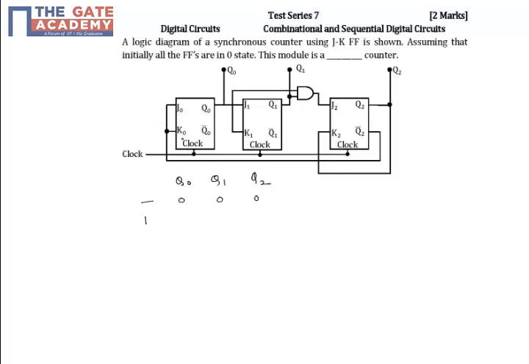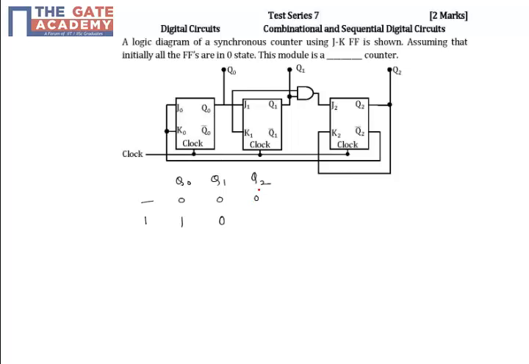So J0 and K0 will be 1 1. That means whatever the earlier value is, it will become its complement. So Q0 earlier is 0, now it will become 1. And what about Q1? Q1 depends on J1 and K1 values. Earlier when Q0 is 0, J1 and K1 are also zeros. When these two are zeros, there is no change in the Q1 value. So the previous value is 0, now it is also 0, no change.